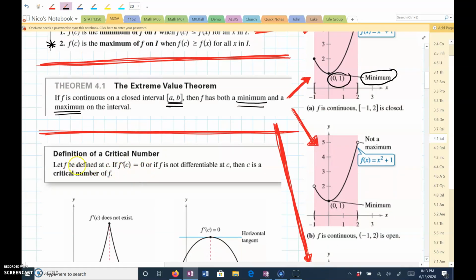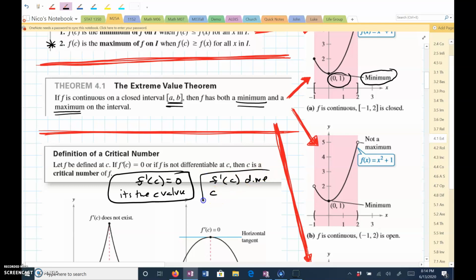So again, maximum and minimum, those are the extreme values. Okay, definition of a critical number. Let f be defined at c. If f prime of c equals 0, or if f is not differentiable at c, then c is a critical number. So it's the c value that makes this statement true, or when f prime of c does not exist, again, it's the c value that makes that true. So that's the definition of critical values.